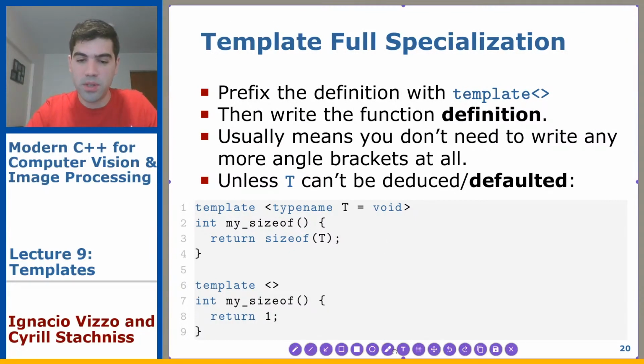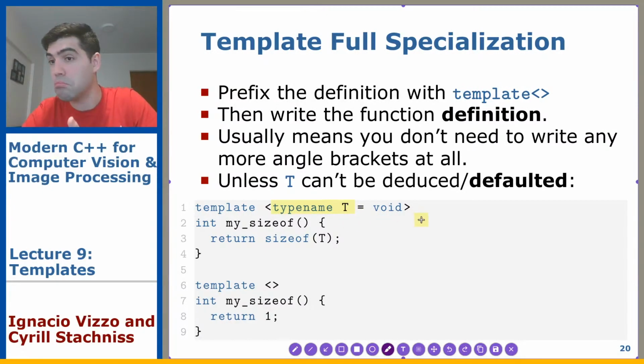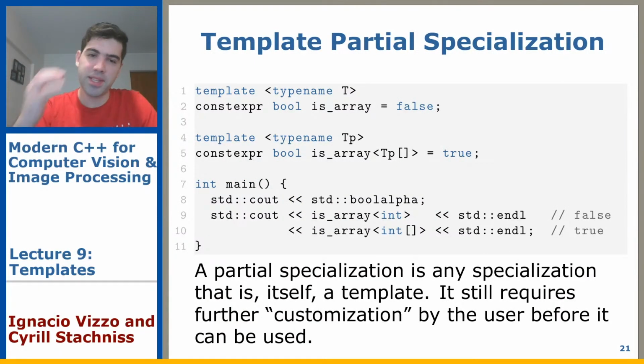Or the other thing that could happen is that T is defaulted. In this case, this typename T, again, is a template argument list. All the rules for arguments hold true. You can use default arguments, and you say this T will be void unless you specify something different. So when you instantiate this full specialization for my sizeof, now you don't need the angular brackets anymore, because the type is void unless you specify something different, right? So that's basically full specialization of function templates.